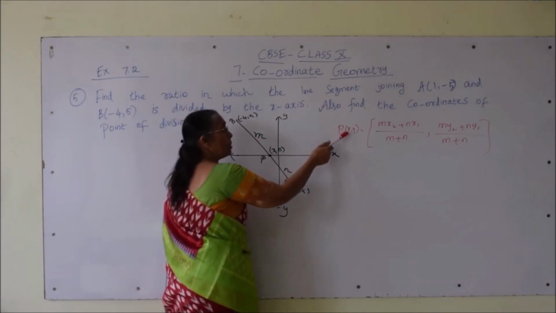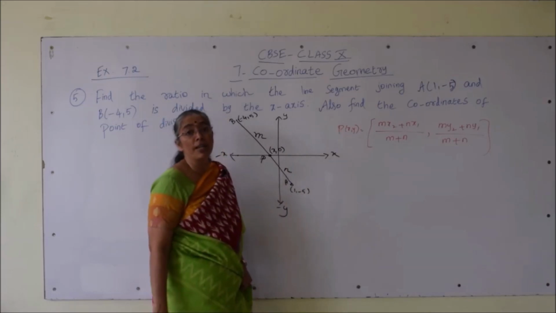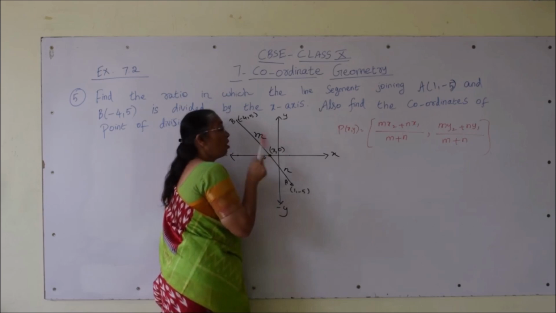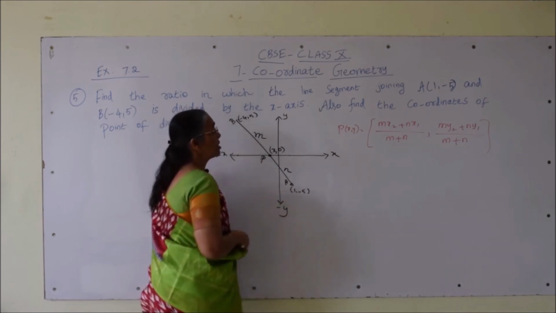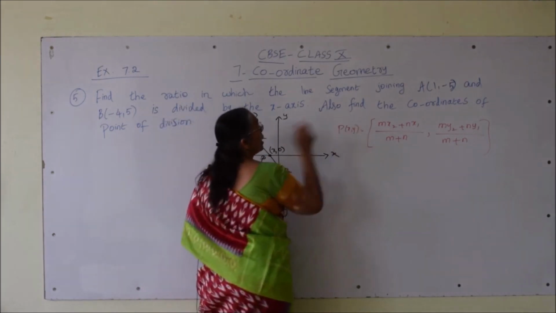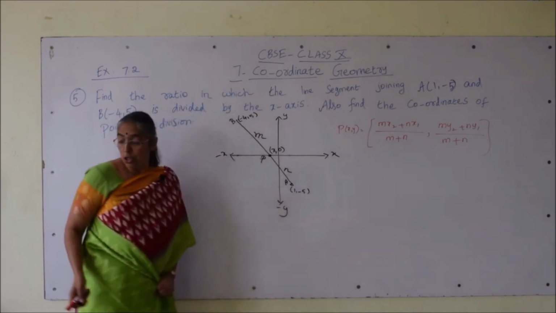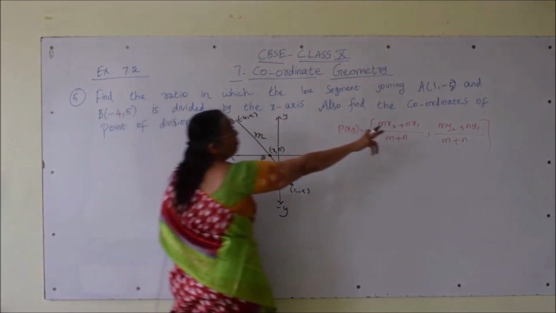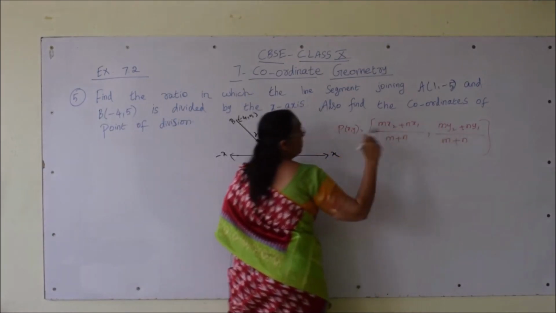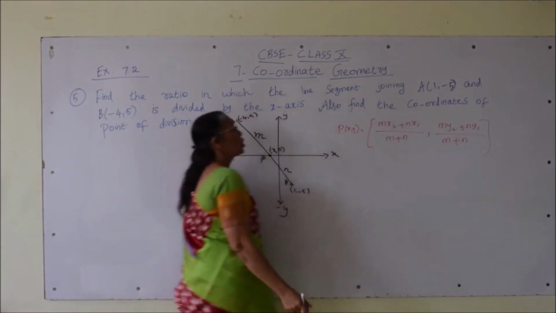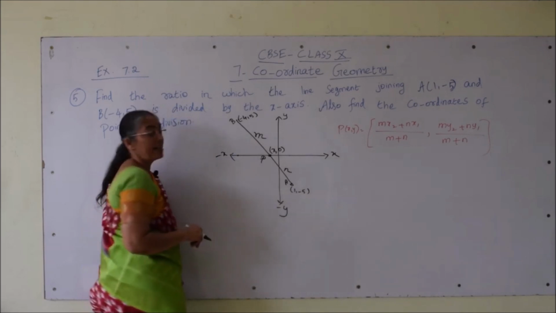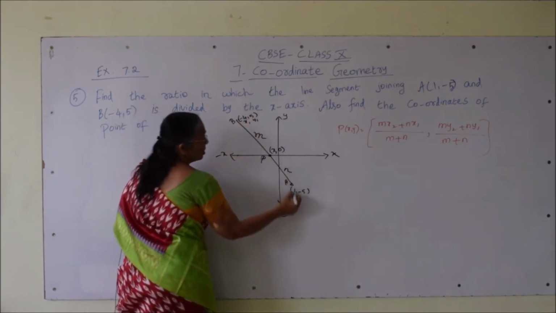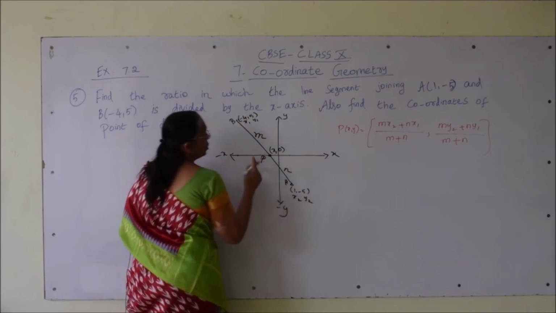In the previous problem both x and y values were given, so we equated, but here the point is on the x-axis. So the information we are getting here is that the y coordinate is 0. Since the y coordinate is 0, we will take only (my2 + ny1)/(m + n), so that we can equate it to 0 and find the ratio m is to n. So this is (x1, y1), this is (x2, y2), this is m is to n.